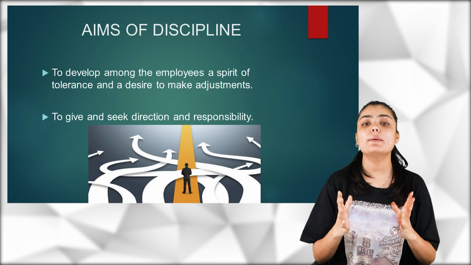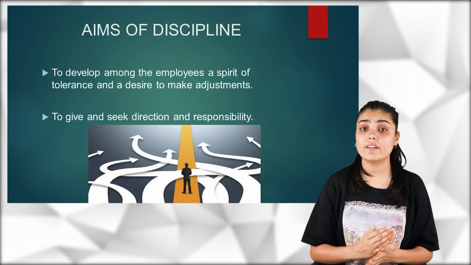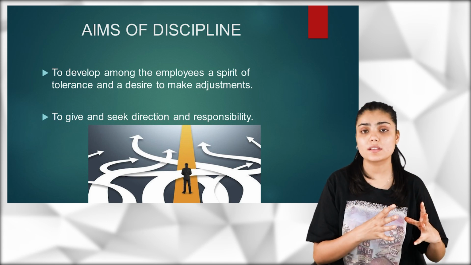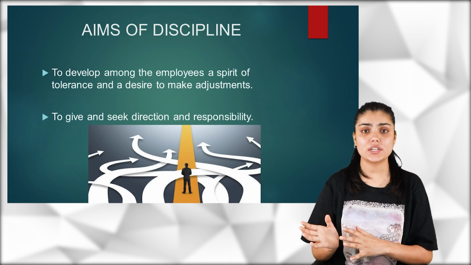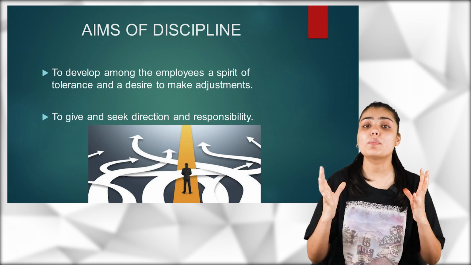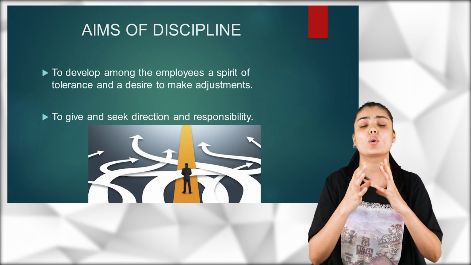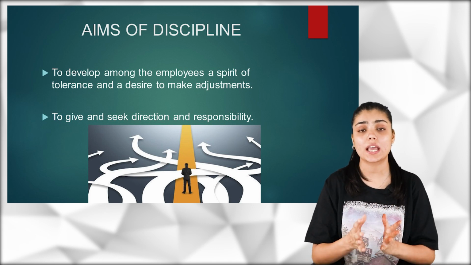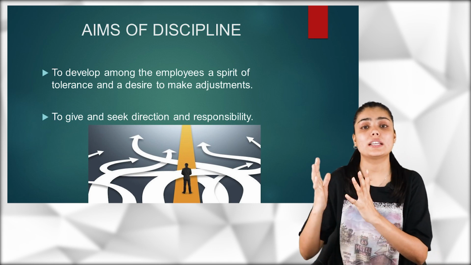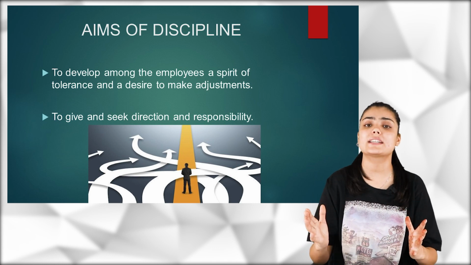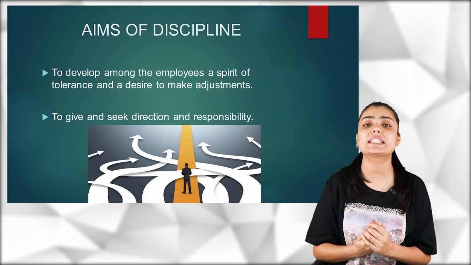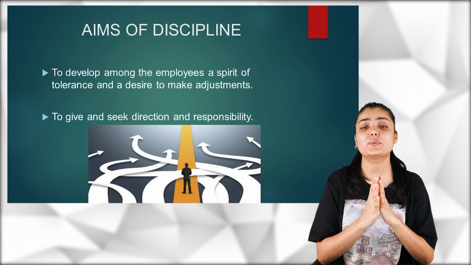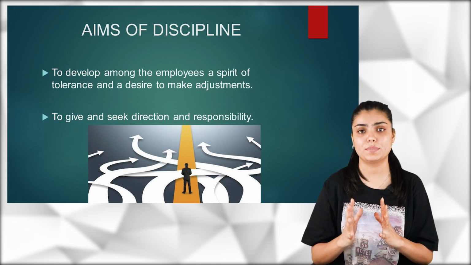The second aim of discipline is to give and seek certain responsibilities and direction. So through proper discipline, the employees working in the organization or the students of the institution are told what should be done, what is expected from them. So the responsibilities that they are to carry out are made clear through discipline.